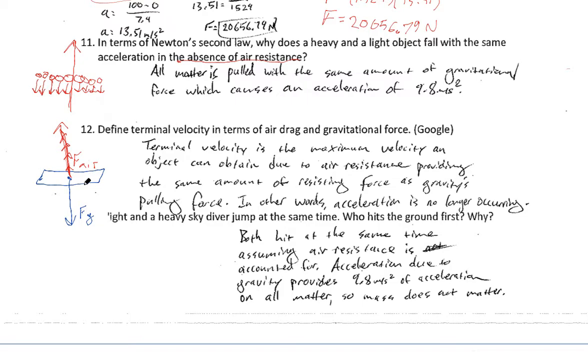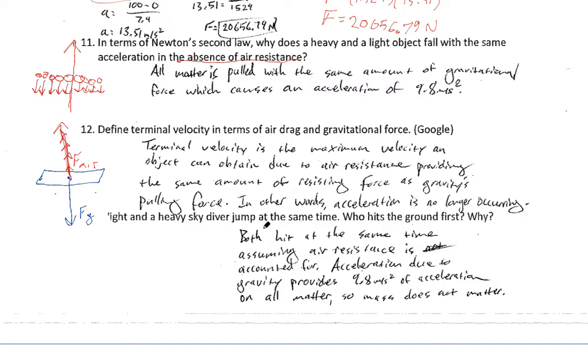There's a speed that it's going to reach, and it's not going to go above that speed, but it doesn't mean that it's stopped. It just means that it's continuing to fall at the same velocity. So it could be going extraordinarily fast, but continuing to fall at that extraordinarily fast speed. So it's just no longer accelerating.